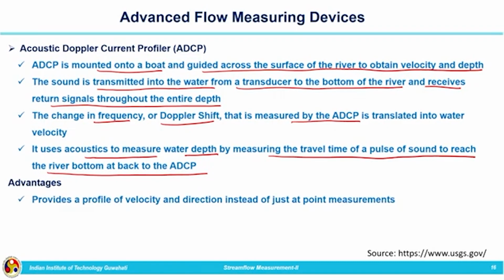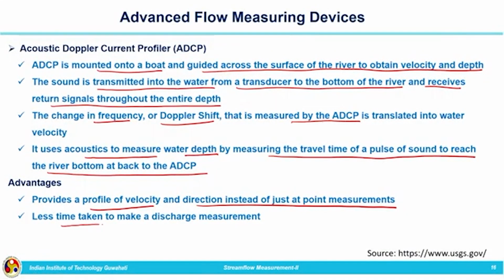The advantage in this case is that it provides a profile of velocity and also direction instead of just point measurements. In the previous case, when we were talking about the current meter, at a particular point where we intend to measure, we get the velocity at that point. But in this case, we get the velocities across the entire depth, and based on that, whichever location velocity we need to use, or if we need to find the average velocity, we can calculate it from this. And it takes less time compared to any other method of discharge measurement.